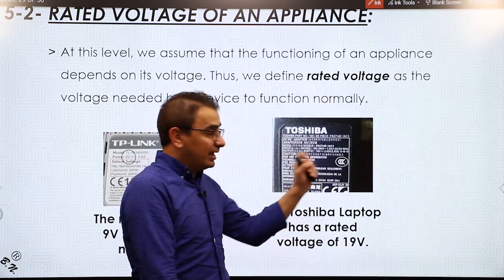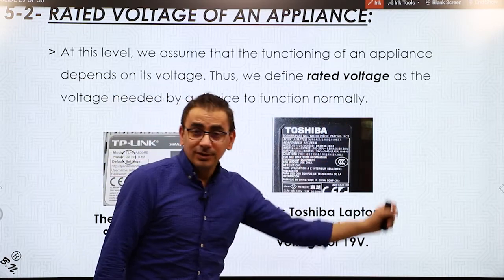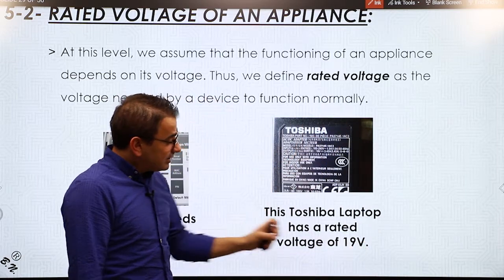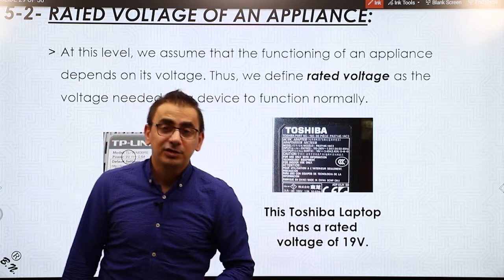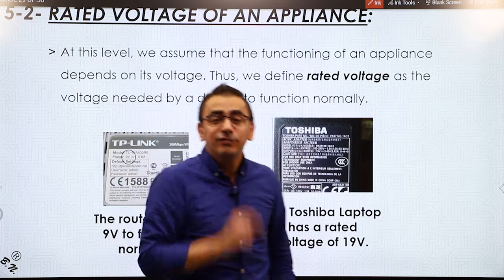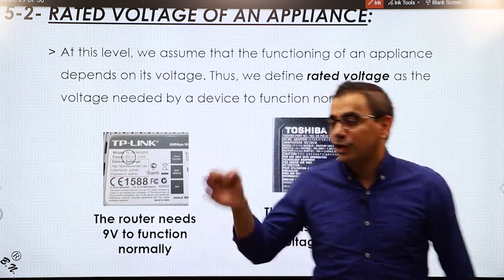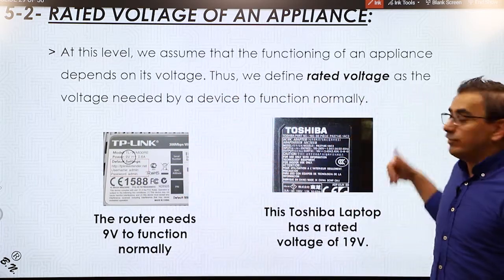I'll talk about another example, which is a laptop. This laptop needs 19 volts. It's 19.2, yes, it's 19. 19 volts to function properly. This is the rated voltage. You just say rated voltage of router, rated voltage of laptop.